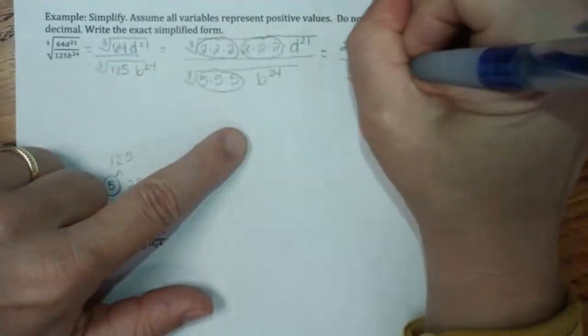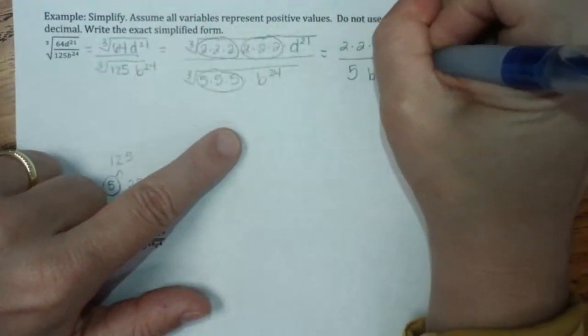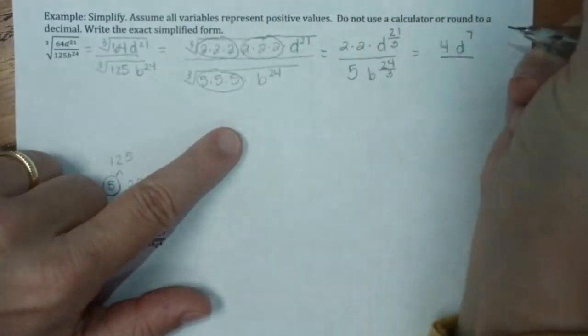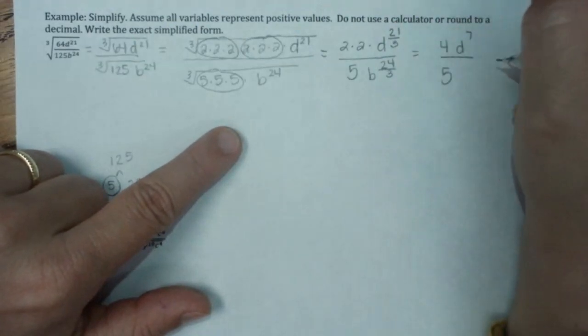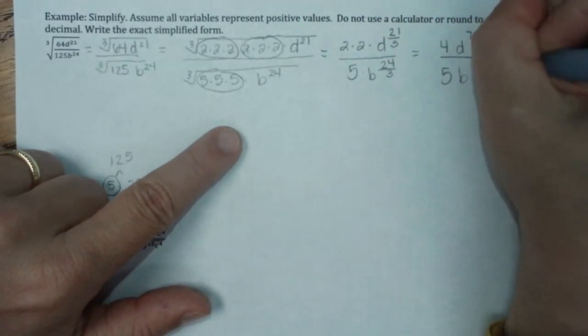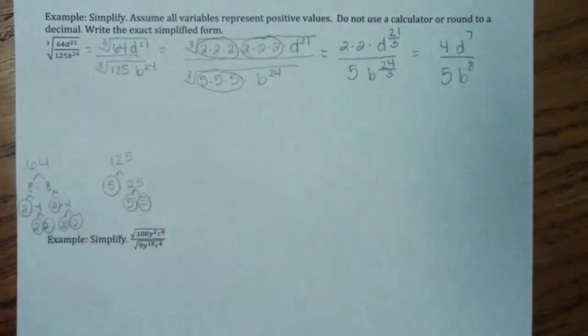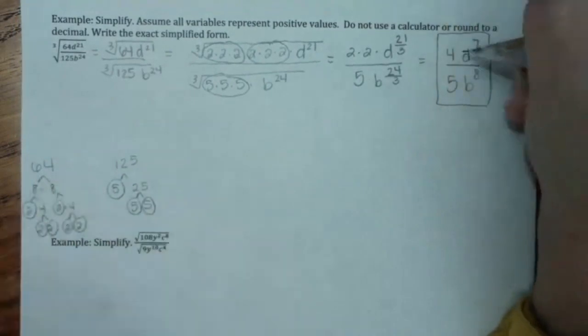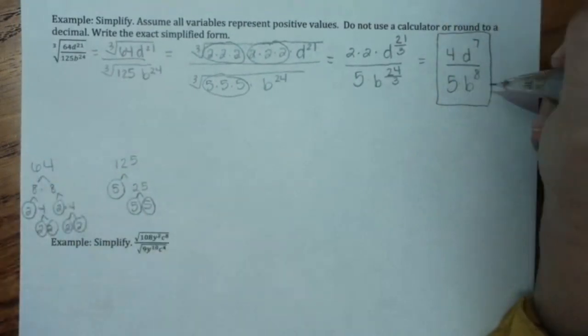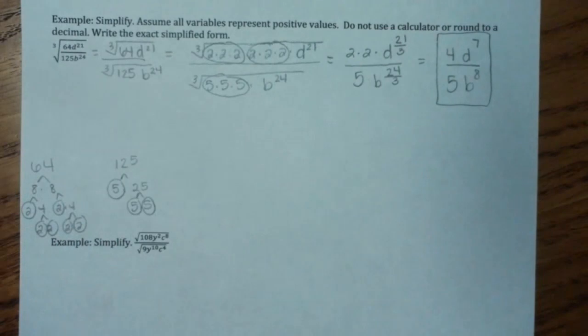So we're looking for 3 of a kind. So these 3 5's are going to come outside the radical. Times b to the 24th power. I'm taking out groups of 3, so we can do 24 divided by 3. That would give us 8. So 8 groups of b are coming out. So divide by 5, b to the 8th power. So this is our final answer. Everything's simplified. Everything's positive. 4d to the 7th divided by 5b to the 8th.